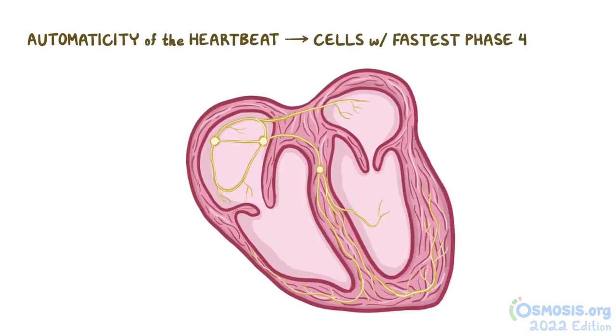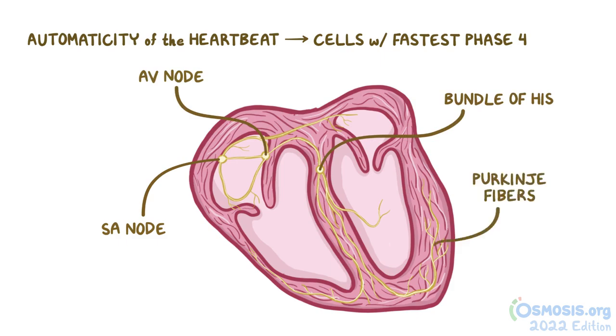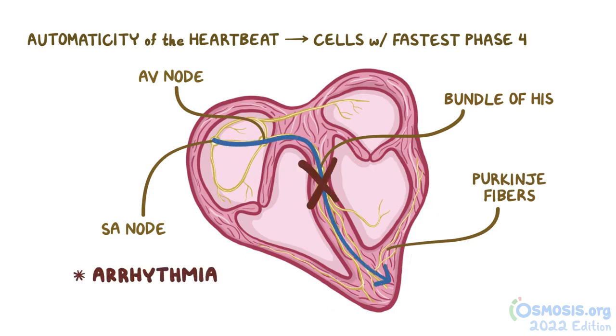Now, the automaticity of the heartbeat is led by the pacemaker cells that have the fastest phase 4, which are normally the pacemaker cells found in the SA node. The SA node fires an electrical signal that propagates throughout both atria, making them contract. The signal gets delayed a bit as it goes through the AV node, then goes through the bundle of His to the Purkinje fibers of both ventricles, making them contract as well. When the electrical signal of the heart doesn't follow this path, it's called an irregular heartbeat or arrhythmia.